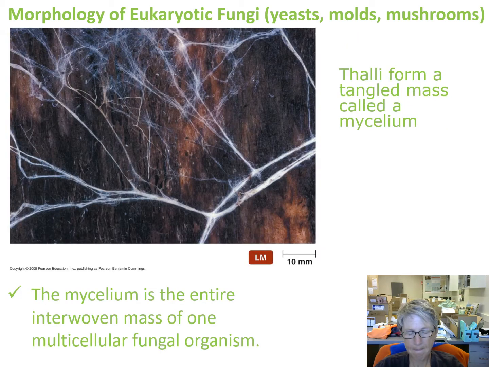Thalli can also form a tangled mass, and that's called a mycelium. And the mycelium is the entire interwoven mass of one multicellular organism. So this whole thing, all this white stuff, this is a multicellular fungus forming this structure called a mycelium. And this is a light micrograph. This is pretty big because this is 10 millimeters, and we can see in the millimeter range. So this is a big structure.